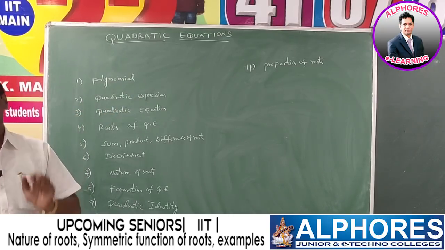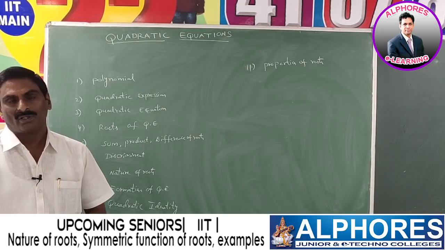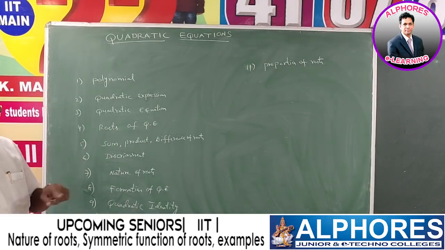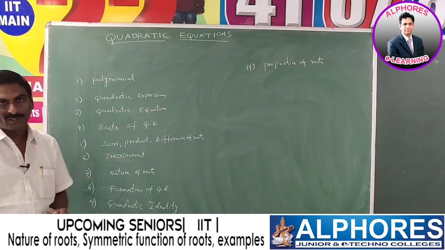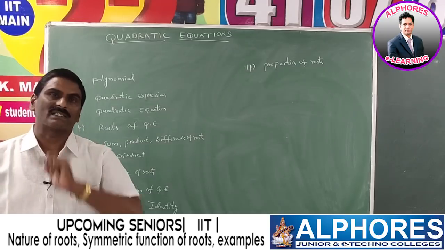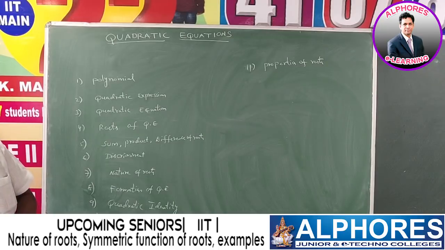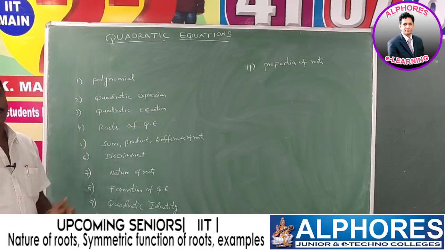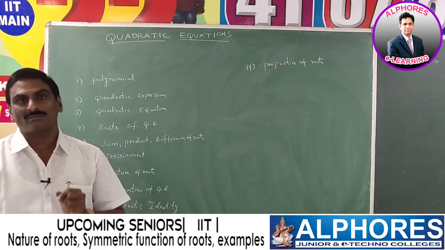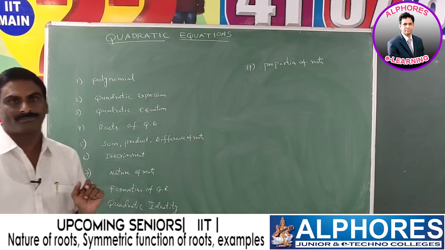Next, quadratic expression. The standard form of the quadratic expression is ax² + bx + c, where a, b, c are real or complex numbers and a is not equal to 0. Next, quadratic equation. The standard form of the quadratic equation is ax² + bx + c = 0, where a, b, c are real or complex numbers and a is not equal to 0. Next, roots of the quadratic equation. Every quadratic equation has two roots. They are (-b ± √(b² - 4ac)) / 2a.